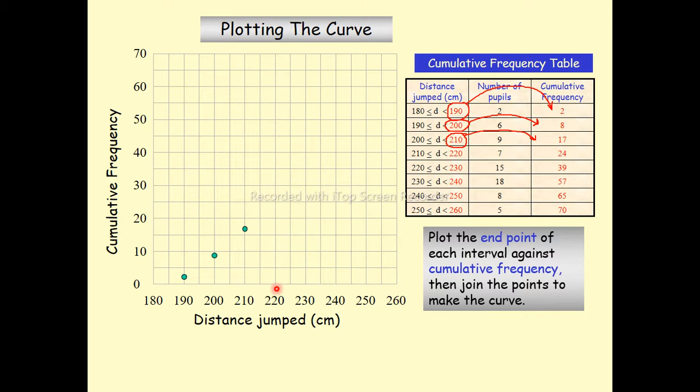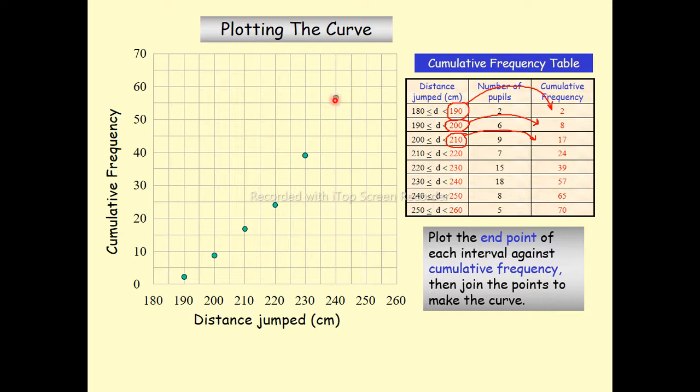So 220 and 24. This is 25, so 24 will be somewhere here. Voila. And then we have 230 and 39. So this is 230. We go all the way up to 39. That'll be right there. And then we have 240 and 57. So this is 240. Go all the way up to 57. 57 should be somewhere here.